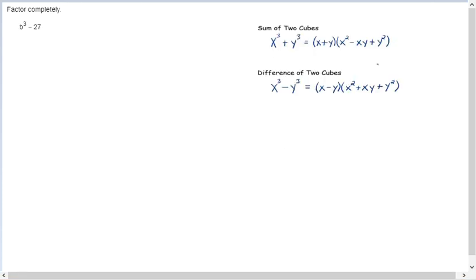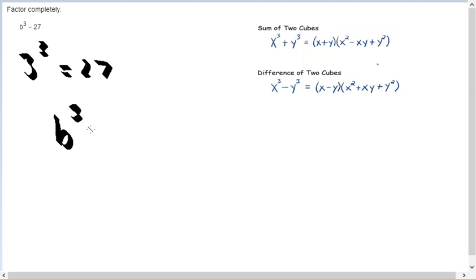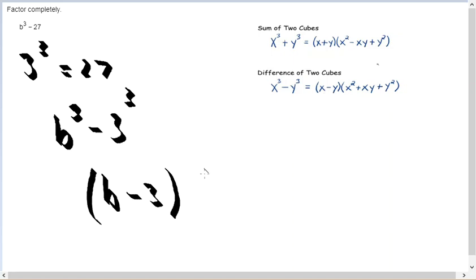Okay, what we have here is a difference of two cubes. I'll remind you here that 3 raised to the third power is equal to 27. So what we have here is b cubed minus 3 cubed. And this will be your x and this will be your y in the formula over here, so we'll just plug them in. So b minus 3, and that's according to the formula right there. Put that in parentheses. Right there, b minus 3. And then b squared.